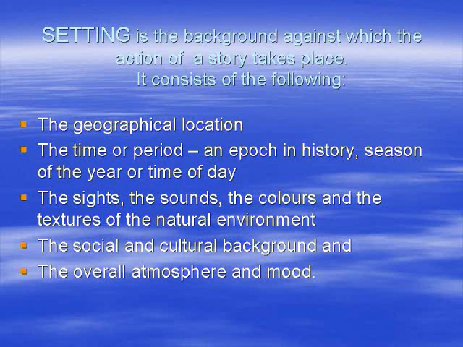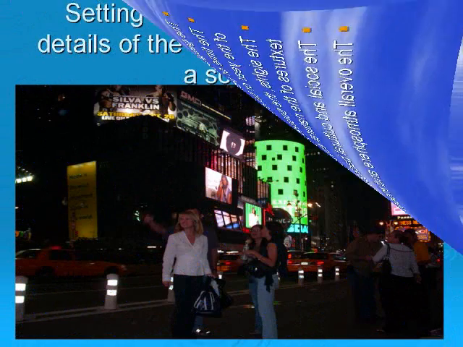It consists of the geographical location, the time frame, an epoch in history, season of the year, time of day, the sights, the sounds, the colors of the natural environment, the social and cultural background, and the overall atmosphere and mood. Let us begin by taking a look at some pictures to see if you can understand setting in more detail. Look at this picture.